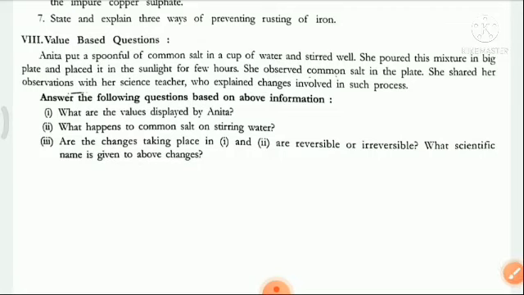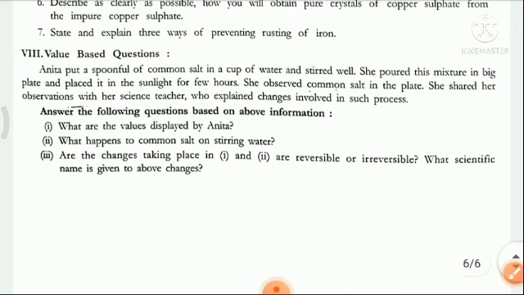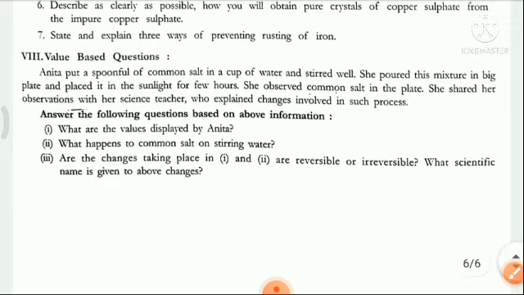But what happens to common salt on stirring in water? We know that when we stir common salt in water, we get a solution of common salt. Yes, so that means common salt will be completely dissolved in water. This is related to science and to the chapter that is in your book. So such types of questions are necessary.